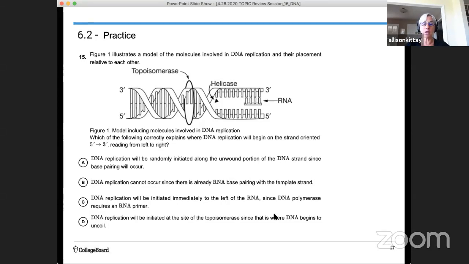Okay, so that's just wrong on 2 counts. The helicase is where it begins to uncoil, creating the replication fork. So that one is just wrong. And we know that B is wrong because the RNA primer is necessary for the DNA polymerase enzyme to know where to start. So our correct answer, and I hope you guys got that, is C.